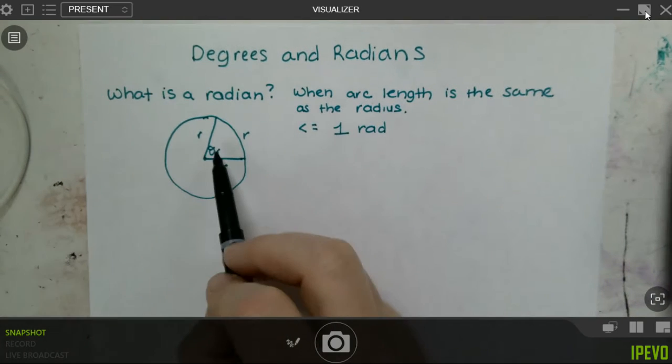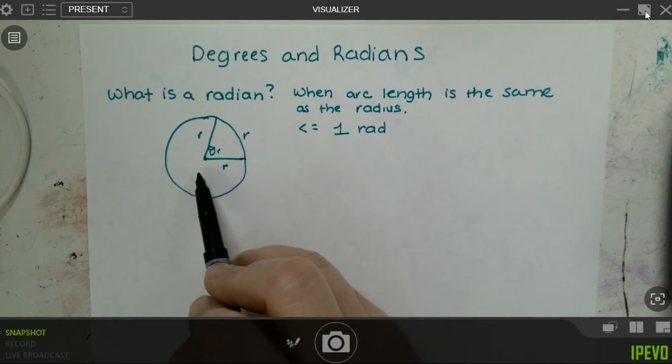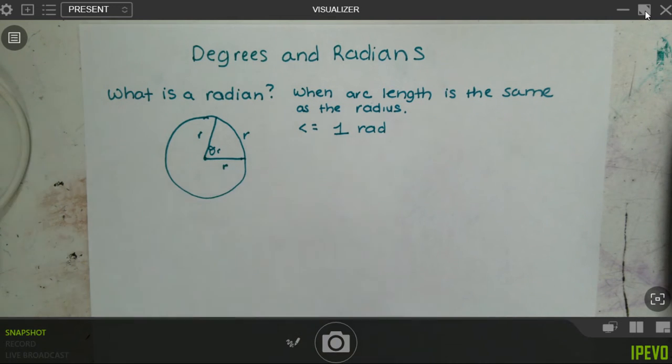So when the arc length is the same as the radius, when they're the same distance, then the angle measure is 1 radian.